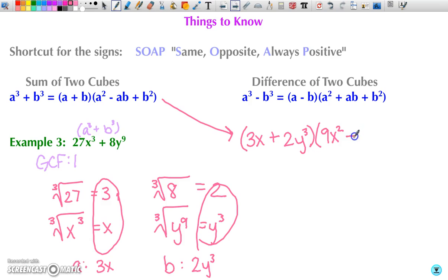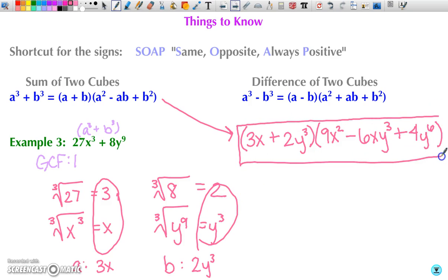Then we do opposite sign, and then we do a times b. So a times b, 3 times 2 is 6, and x times y cubed. Then we do an always positive, b squared. So we're squaring this term here. 2 squared is 4. And y cubed squared is y to the 6th. And there's your answer. So this is your factored form of this original problem here.